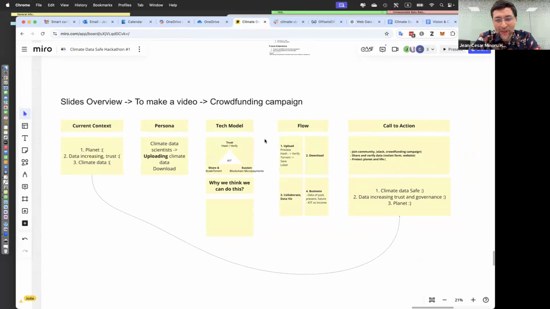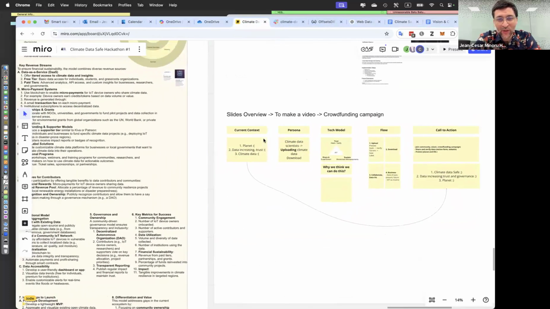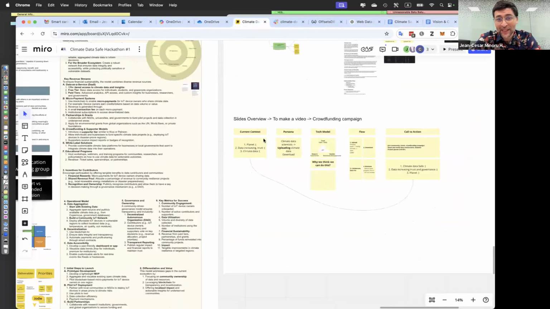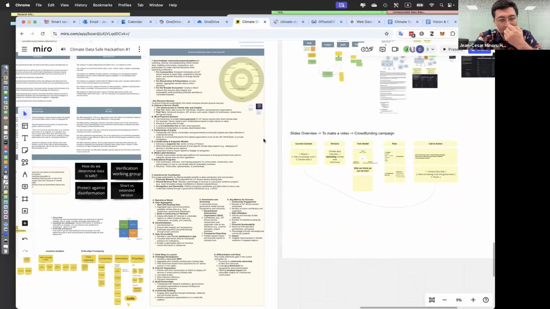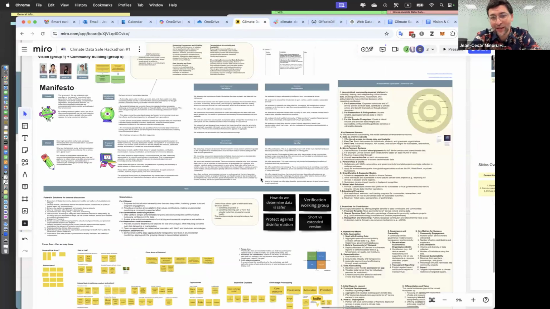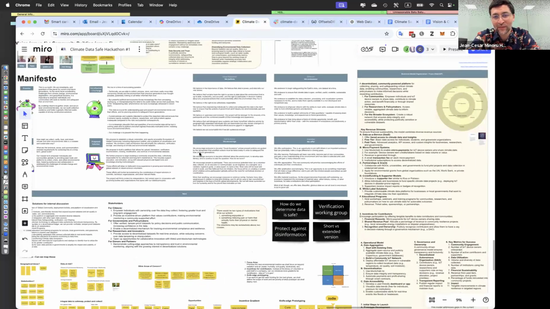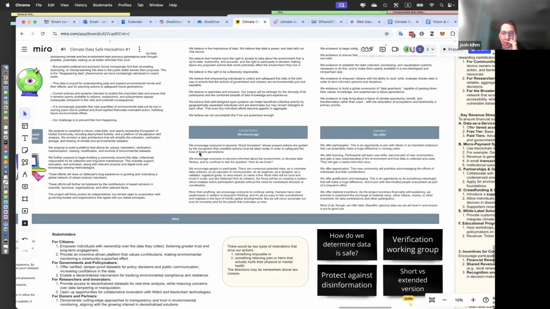So maybe the only thing that we wanted to catch you up with, Josh, is basically this kind of constitution/manifesto text that has been really fleshed out and quite beautifully, and you can at your leisure have a look at it.